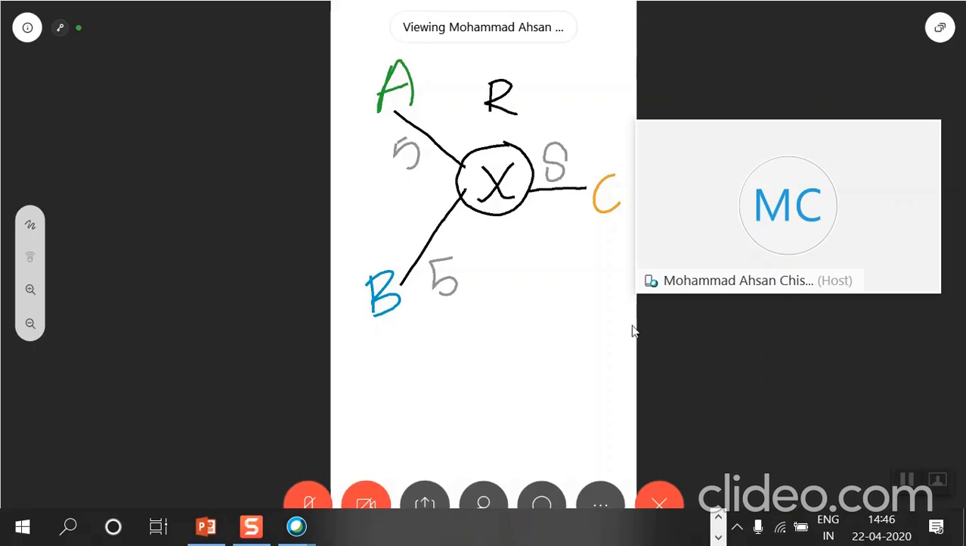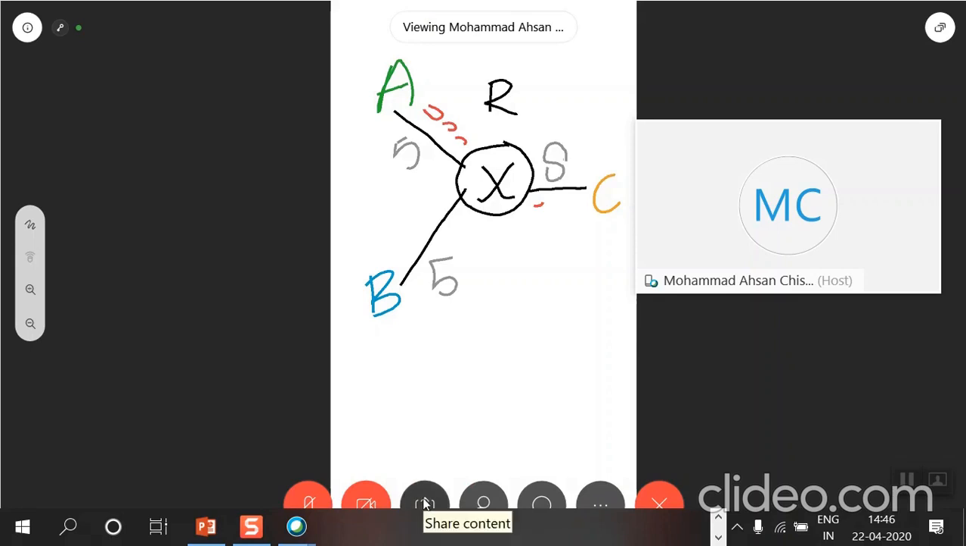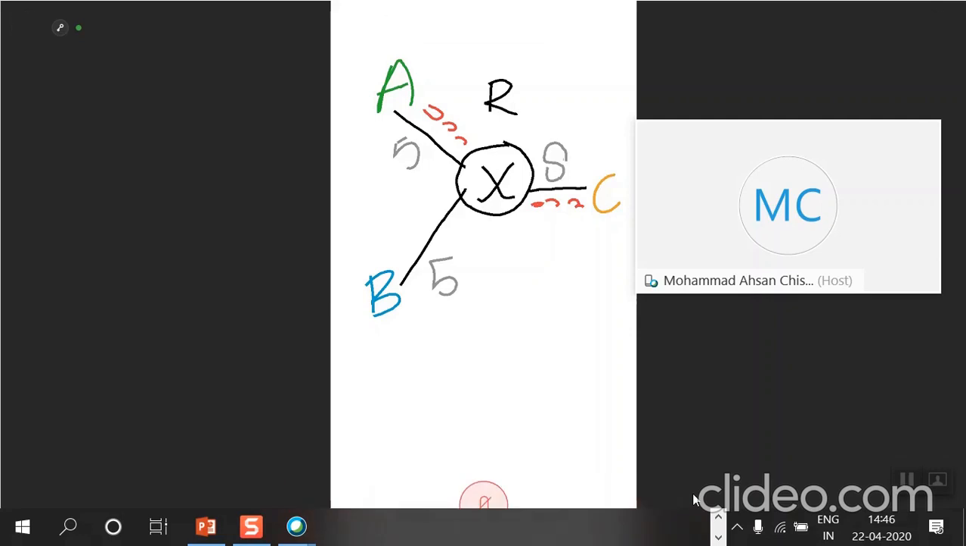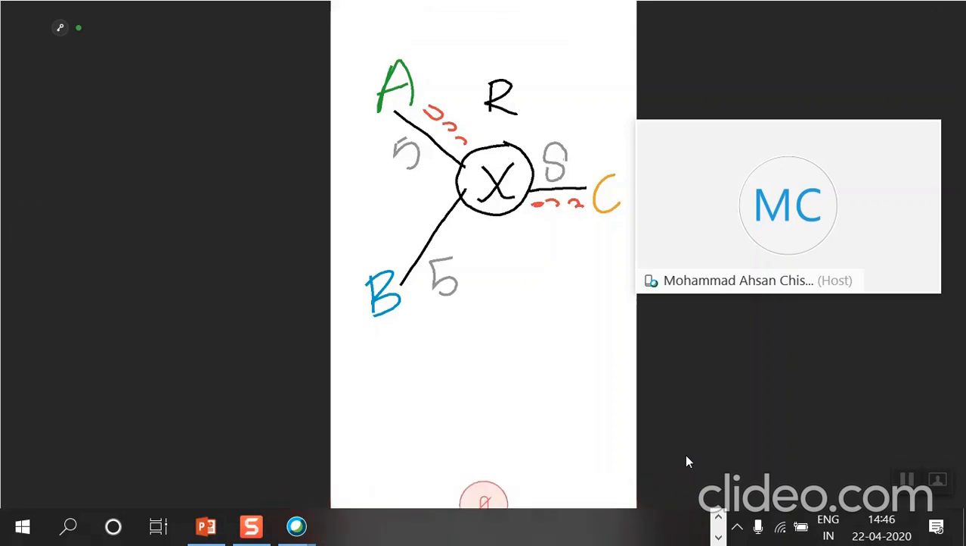Now what can happen here is A starts transmission of packets. Fine, as long as A is transmitting at the rate of 5 and the transmission capacity of R and C is 8, there is no issue. But what if B also starts transmitting at the same time at the rate of 5 Mbps?